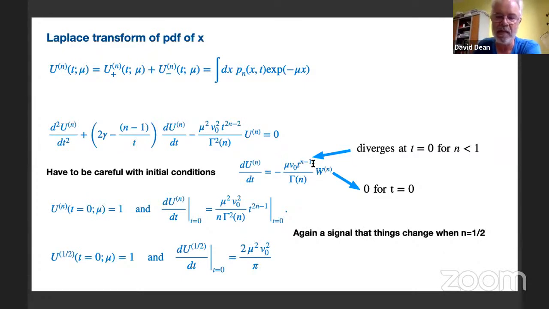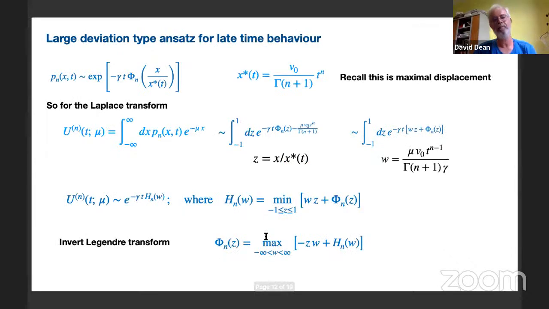But the problem is, you see that for n less than 1, this term here is diverging. So you have to be a bit careful. And basically you find that these are the effective initial conditions. You have to integrate the equation for w in order to find the initial conditions correctly. So these are your initial conditions, and you can see that there's a divergence at n equals a half. So you see this business about n equal to half being fundamental in the problem.